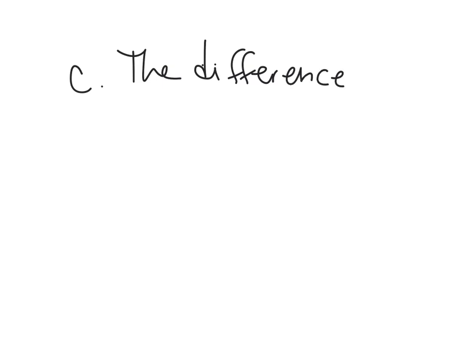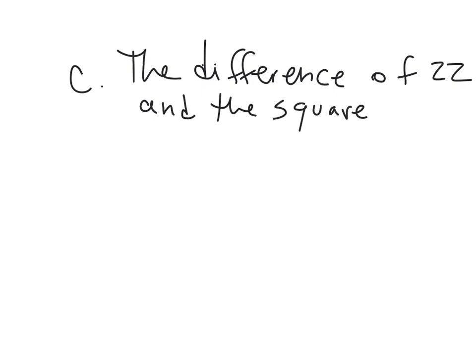All right, let's do the last one. This is C. The difference of 22 and the square of a number M.